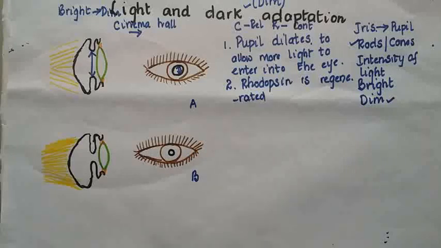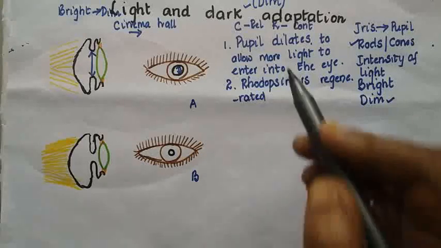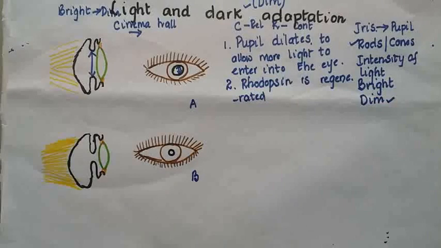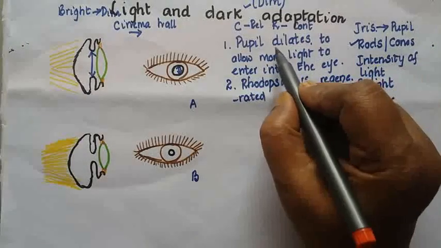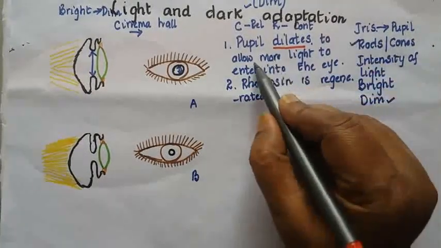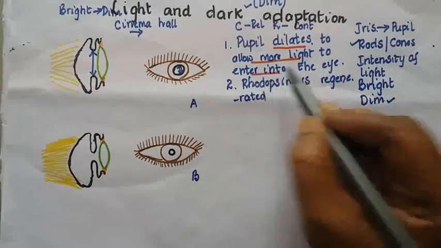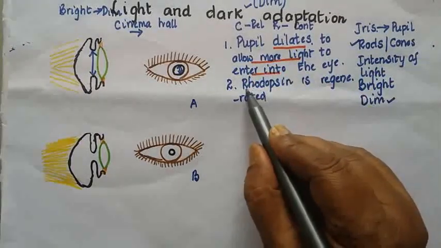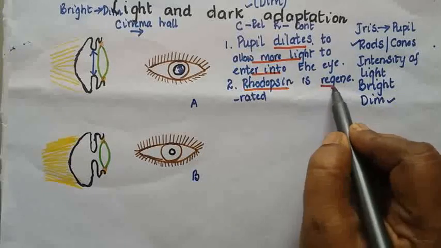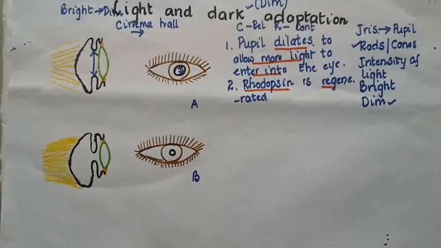Now, children, what are the changes that you find when your eye is exposed to the dim light? The pupil undergoes dilation, allowing more light to enter into the eye, followed by a production of rhodopsin in the rods, which helps you to observe the objects in the dim light.